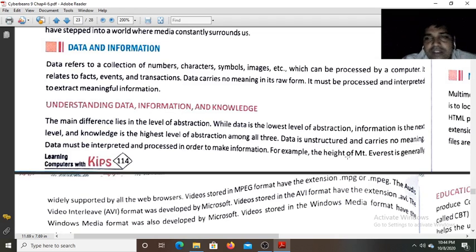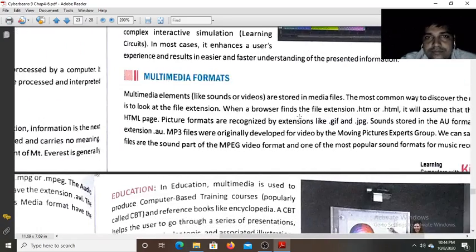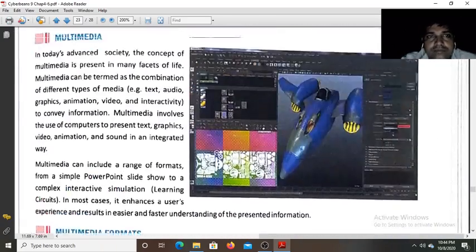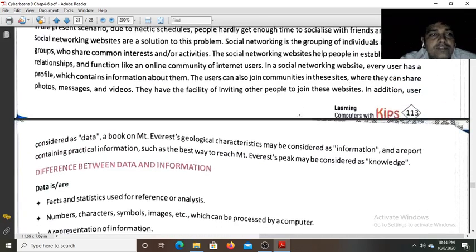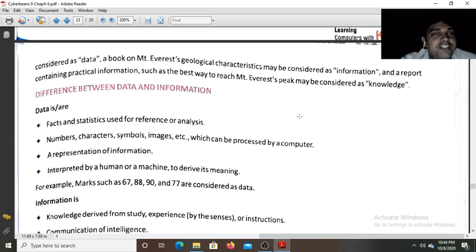For example, the height of Mount Everest is generally considered as data. Now, a book on Mount Everest which contains the geological characteristics may be considered as information. So the height of the mountain is the data. The book on Mount Everest gives you information about its geological characteristics, its location, its size, its constituents, and all the flora and fauna available on Mount Everest.